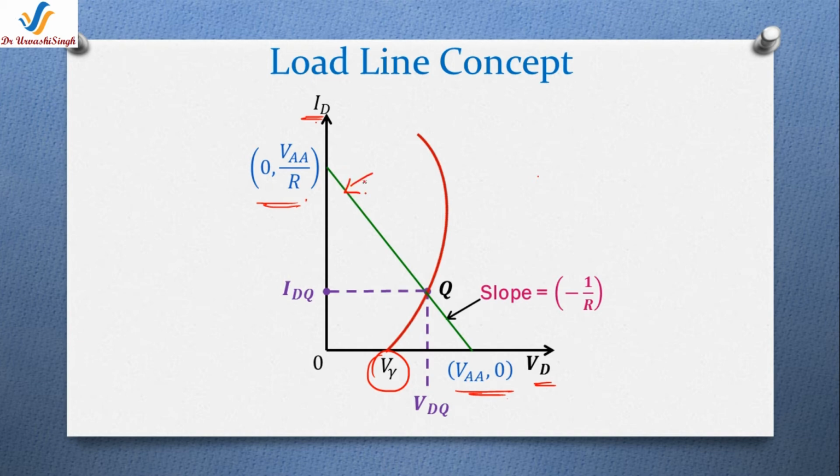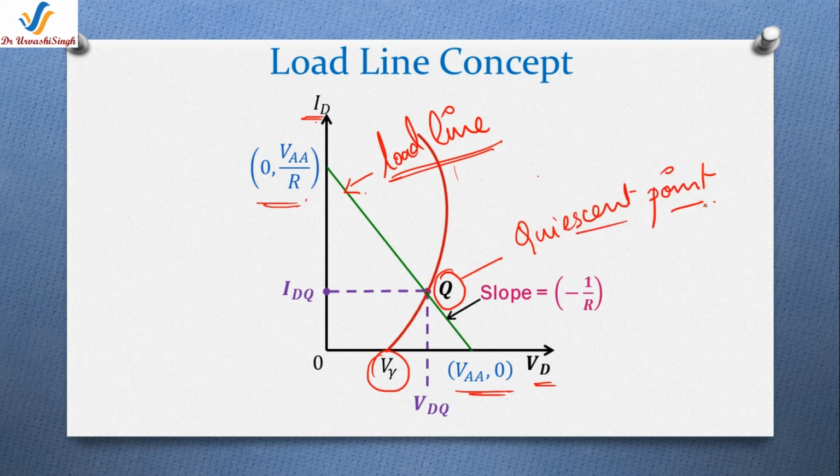So this green one is the load line, and the point where this load line intersects the forward characteristic of the PN junction diode is called the Q point, that is the operating point or the quiescent point. And the operating point gives that particular voltage and current at which the power dissipation will be minimum for the circuit. And the slope of this load line is minus 1 upon R.